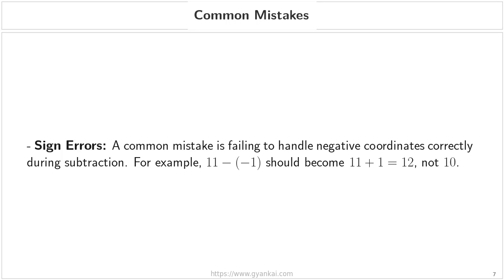First, let's talk about sign errors. This is perhaps the most frequent mistake. When you are calculating the differences for your direction ratios, you are subtracting coordinates. If one of your coordinates is already negative, you must be very careful with the double negative. For instance, as we saw in our drone example, if you have 11 minus negative 1, that must be treated as 11 plus 1, which gives you 12, not 10. Always double-check your signs during the subtraction step.